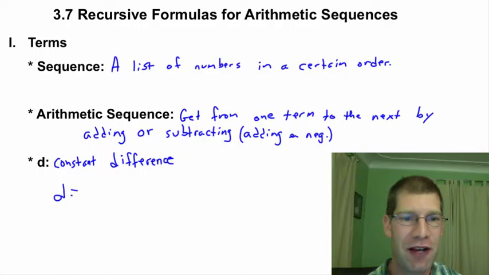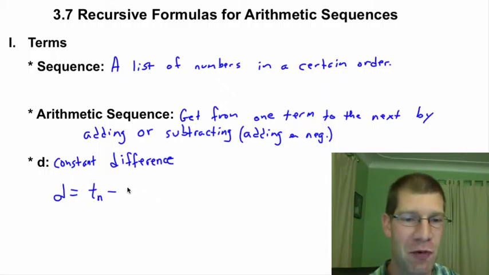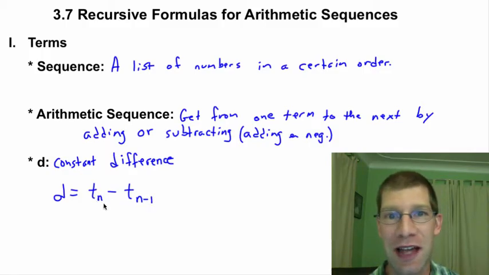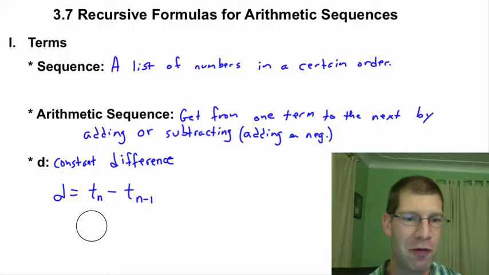If you're ever trying to find D, I'm getting a little ahead of myself, but D is going to be any number in the sequence, the nth term, minus the one before it. If you think back to chapter 1, we said that the previous term always has n minus 1 in the subscript. Because if this is your third term, t sub 3, n would be 3, and this here is going to be t sub 3 minus 1, or t sub 2. So you could find that constant difference by taking the third term minus the second term. So that'd be how it would work.